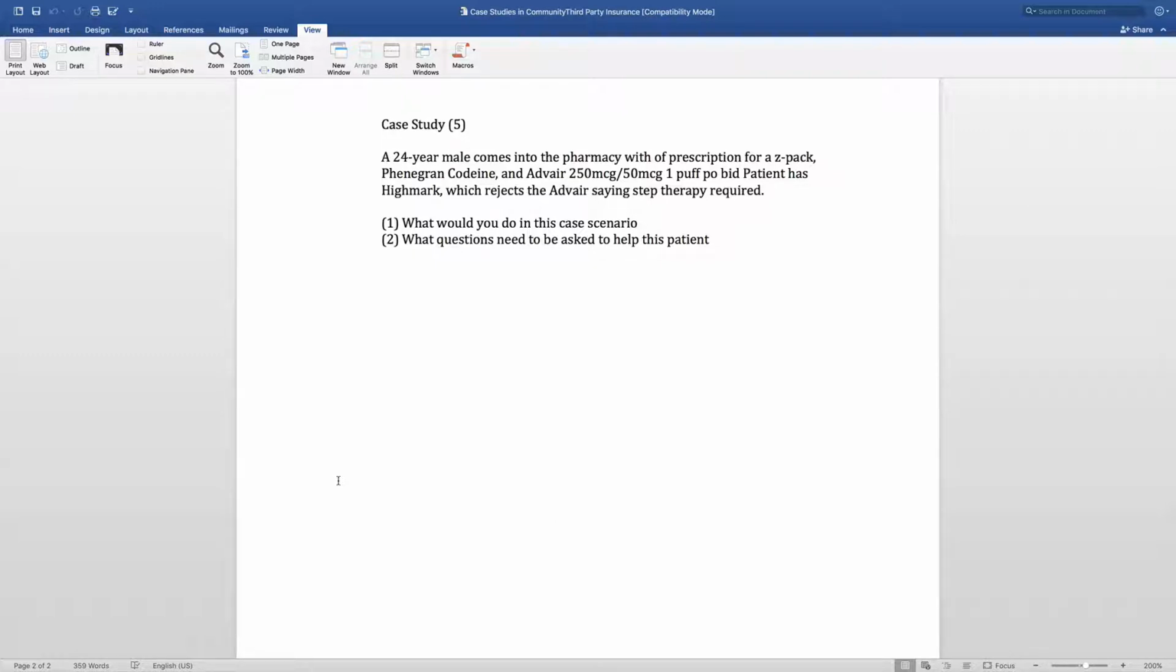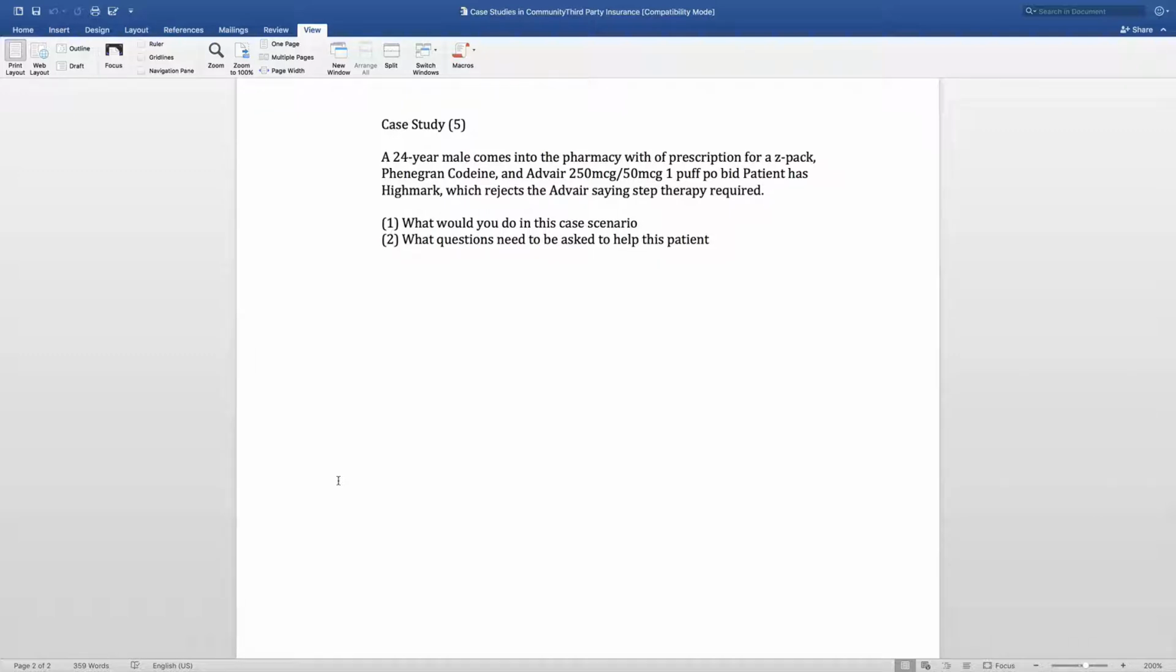But after 30 days, I go back to my physician and say, you know what, it's still not working for me. I'm taking it every day, but I still have nighttime symptoms. So the physician writes for Advair and says, go back to the pharmacy and get that filled. When I take it into the pharmacy this time, it goes through because it followed the step therapy.